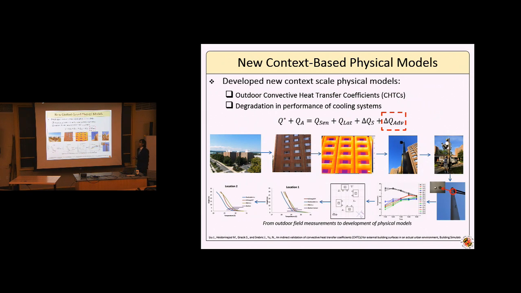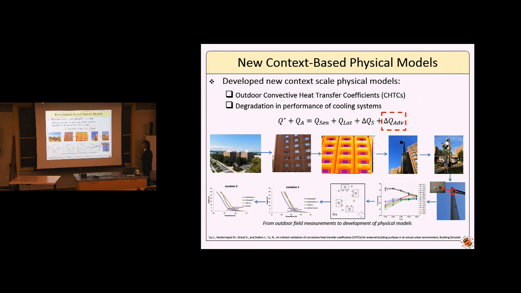So here for the new context-based physical models, I would like to emphasize two different models: the convective heat transfer coefficient and also the efficiency of the cooling systems. A couple of things, it's interesting. I'm looking at this term here. I'm trying to see if I could make some simplification and produce some models for the convection here.